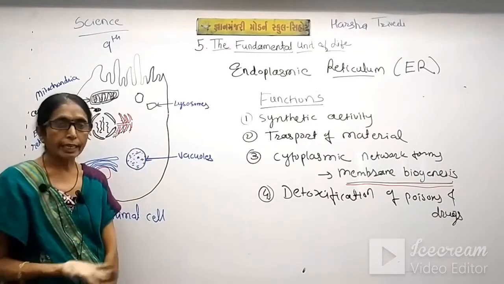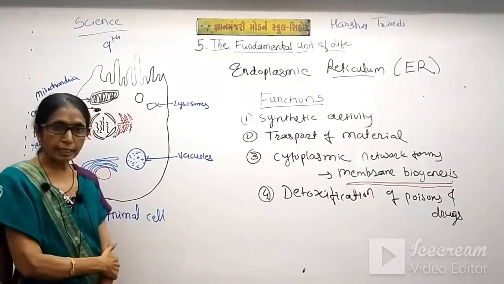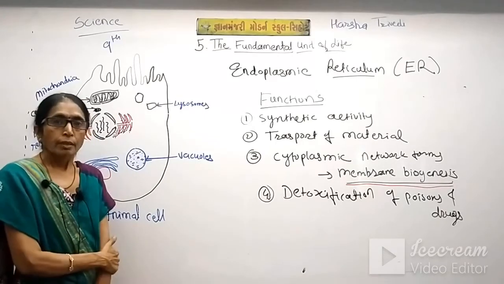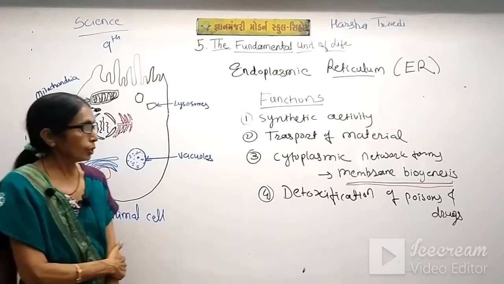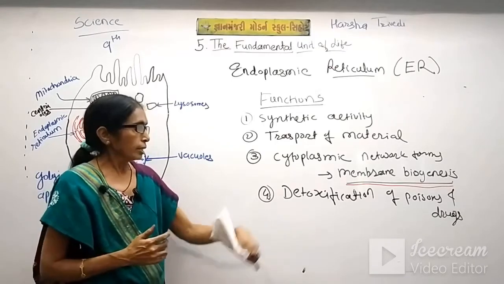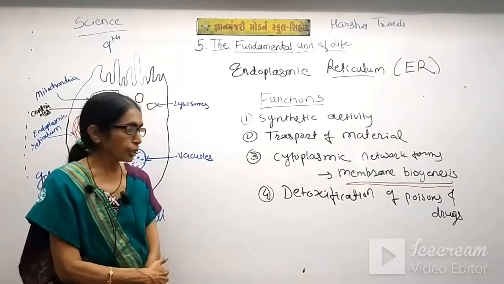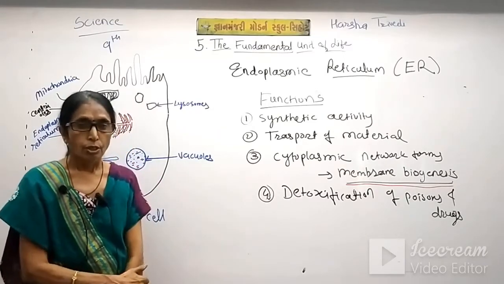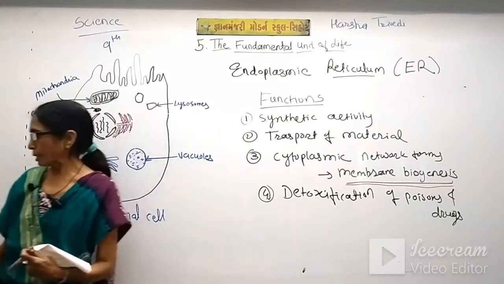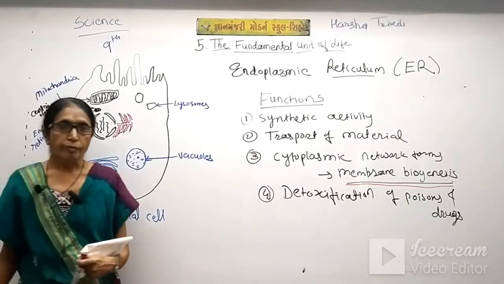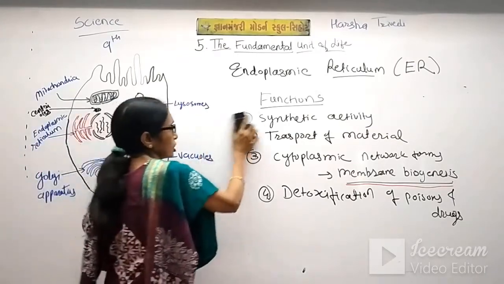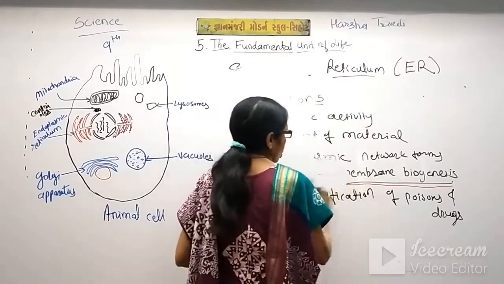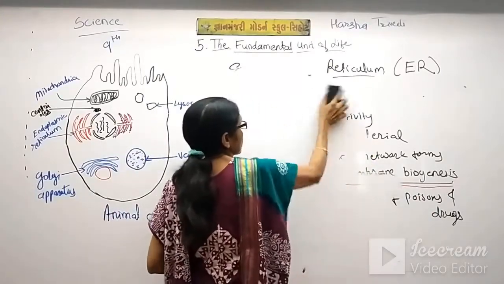So in short we can write like this: synthetic activity means synthesis of proteins and lipids; also transport of material, membrane biogenesis, and detoxification of poisons and drugs. So this is all about the endoplasmic reticulum. Now we will learn about the next cell organelle, and that is the Golgi apparatus.